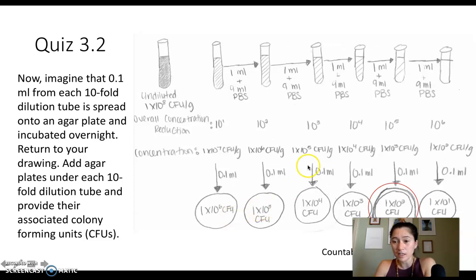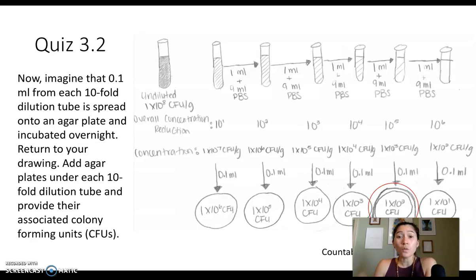And again, when we're thinking about which plate is the one that's countable, remember that's between the range of 30 and 300 CFUs. So out of all these dilutions that we did, this plate right here is the only one that would be considered countable. It has 100 CFUs, or 1 × 10⁵. So this is the one that you should have circled that falls in that significantly countable range.